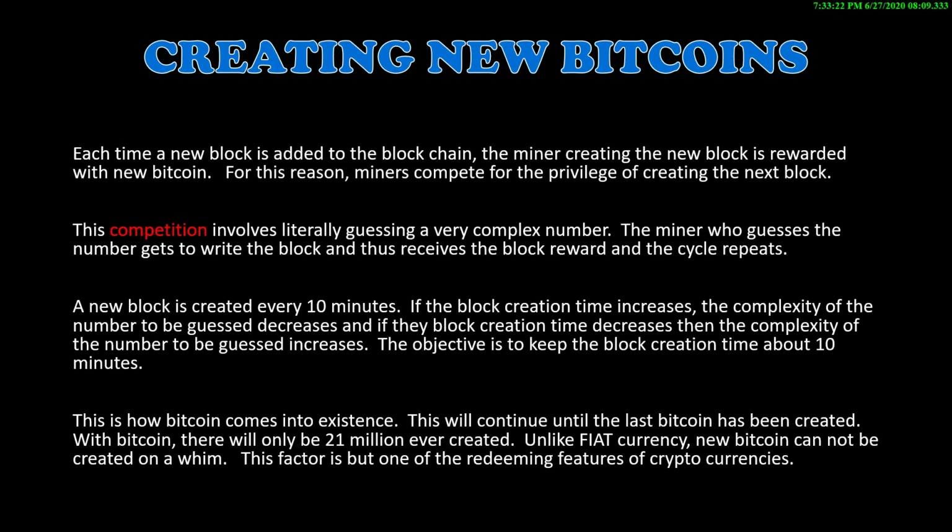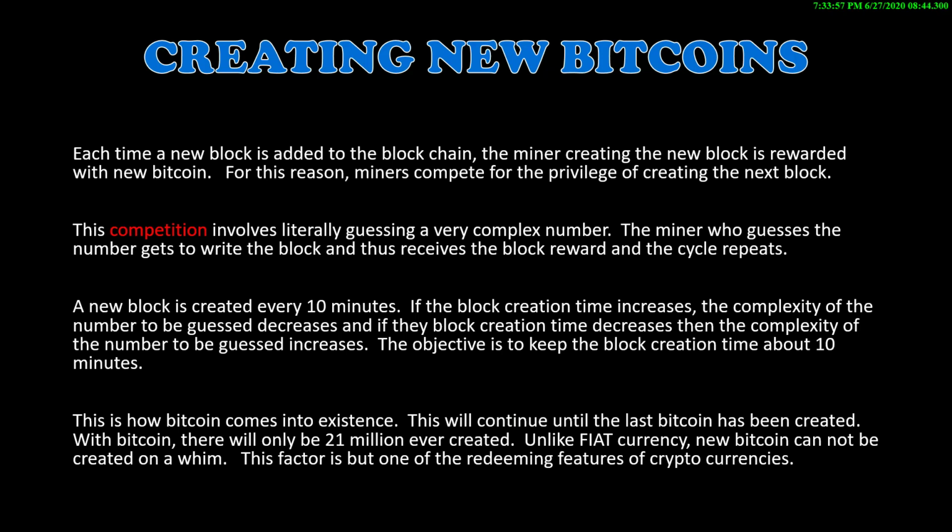Creating new Bitcoin. Each time a new block is added to the blockchain, the miner creating the new block is rewarded with new Bitcoin. For this reason, miners compete for the privilege of creating the next block. The competition involves literally guessing a very complex number. The miner who guesses the number correctly gets to write the block and thus receives the block reward, and the cycle repeats. A new block is created every 10 minutes.